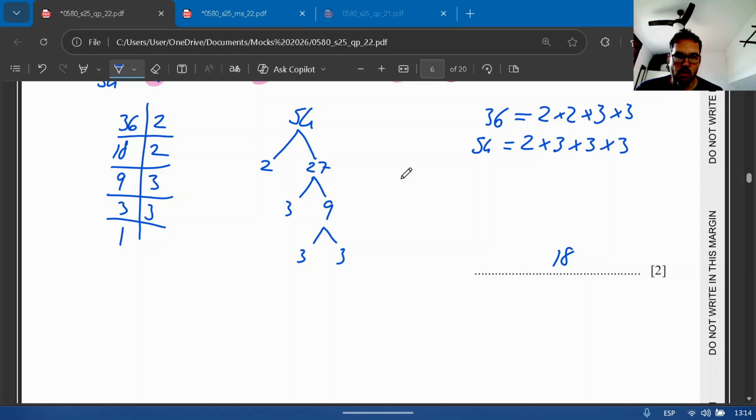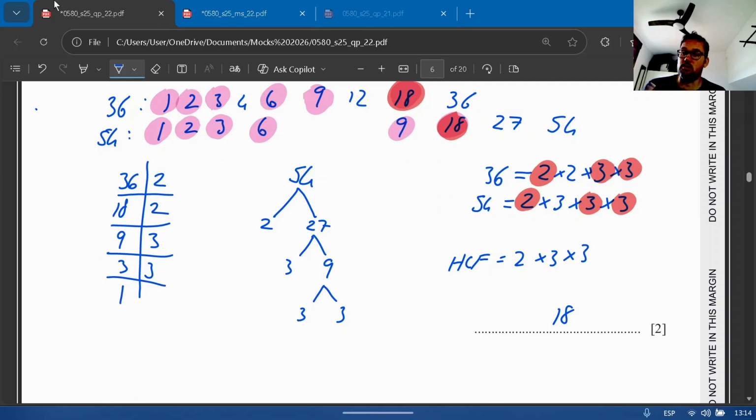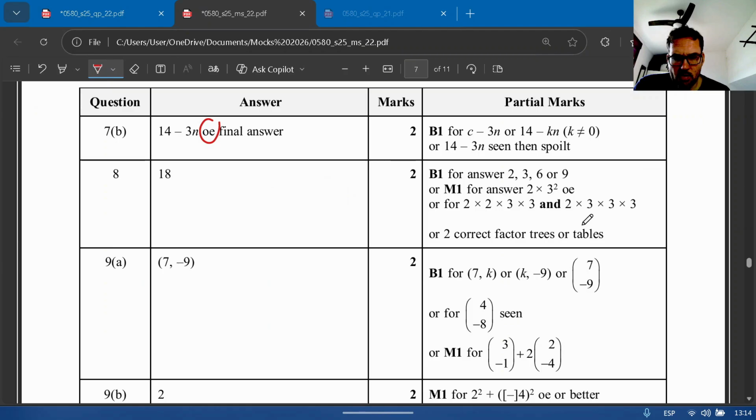Okay, so to get the highest common factor, we just take all the ones they have in common. There's a 2, and then they have two 3s in common. So that means the highest common factor will be 2 times 3, which is 6, times 3, 18. Same answer with two ways of doing the same question. 18, there we go.